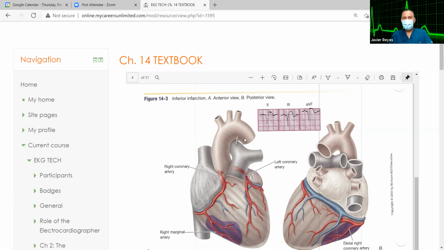What about lead 3? What does it look like? It looks kind of the same, except the R wave is more like a little mountain, right? It's a little more rounded, and then it comes back down and you have your T wave inversion. What about AVF? Again, it looks like lead 2, except it's bigger or taller, right? The R wave looks like a little chair, and then your T wave inversion. So that is an inferior infarct.